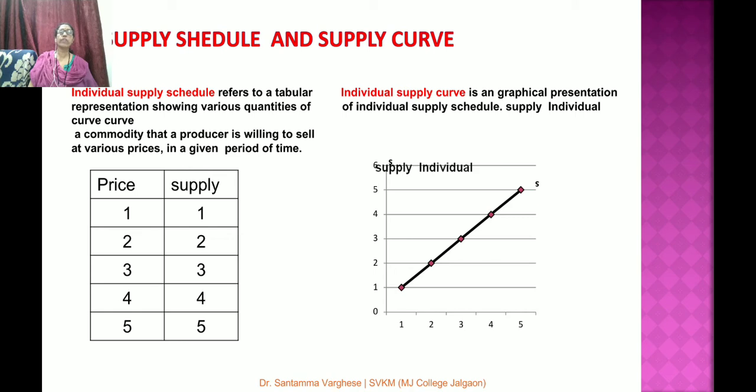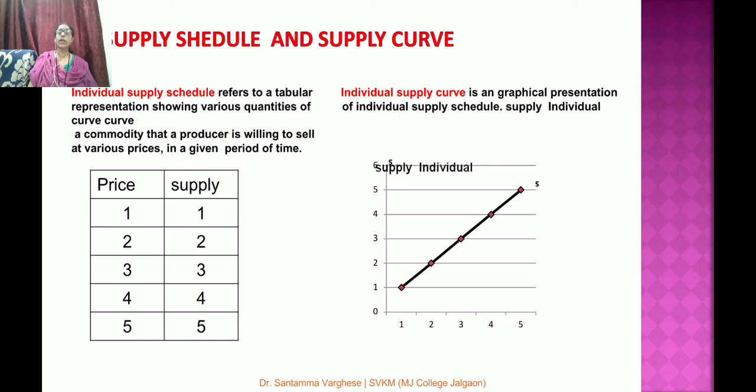Individual supply schedule refers to a tabular representation showing various quantities of a commodity that a producer is willing to sell at various prices in the given period of time. So, individual supply schedule is the schedule of a particular supplier, a particular seller, which shows the relation between the price and the supply. In the schedule, you can see there are two columns. In the first column is price, and the second column is supply. For price, you can put a bracket and write rupees, and for supply you can write kg.